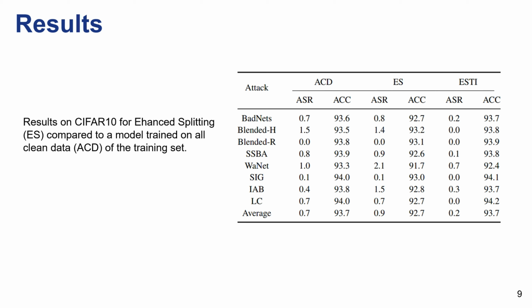With the introduction of the trap mechanism, ESTI achieves an ASR even lower than that of ACD. This is because ESTI isolates poisoned samples in the trap class, flipping poisoned samples' predictions to the trap class during inference. ESTI reducing ASR to levels lower than that of ACD represents a meaningful success.